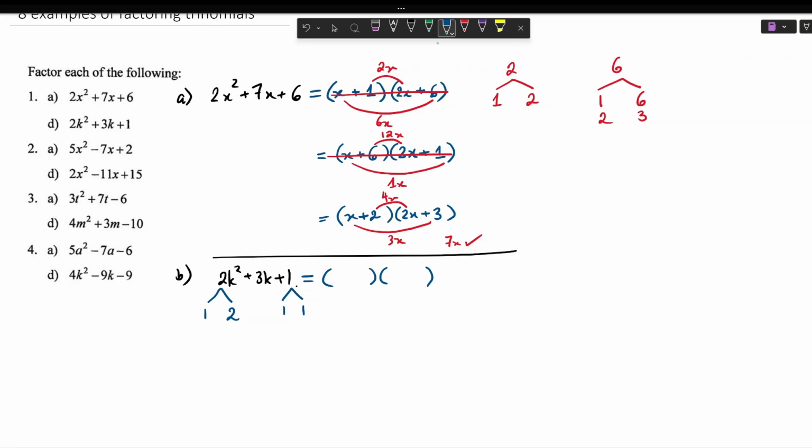So we know 2k squared should come from 2k times k. You know that 1 should come from 1 times 1. And then to check our answers, okay, this one's 1k, this one's 2k. That does add up to 3k, which is the middle term. So that means this is correct. We got lucky there. That one's not that many choices to check.